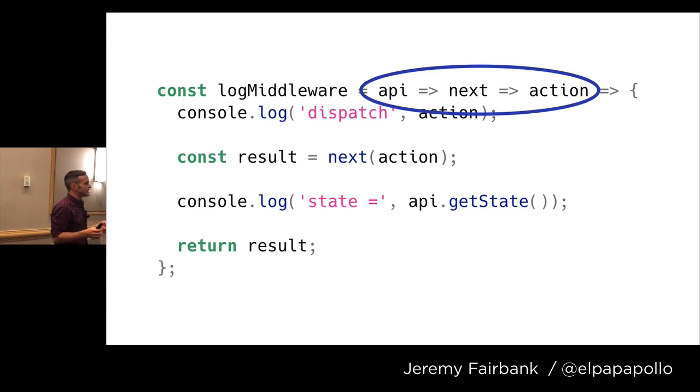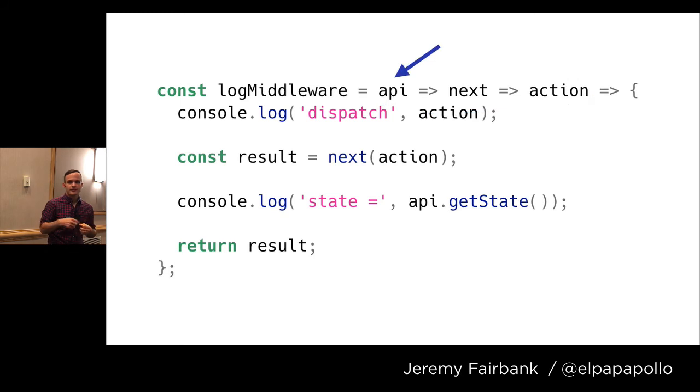Now, middleware are definitely very confusing at first. They have 3 parameters, but they use this curried definition, and if you're not familiar with curried functions, that's fine. Mainly the convention here is we're going to separate these arguments with arrows, because it's essentially going to take one argument at a time and return a new function. But these 3 arguments, the first one is API, which is really just the store's API, like the dispatch method, getState method, etc.